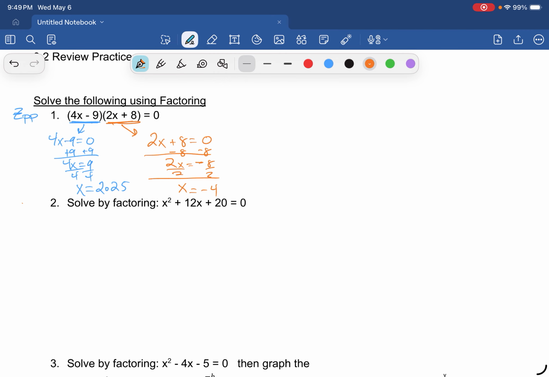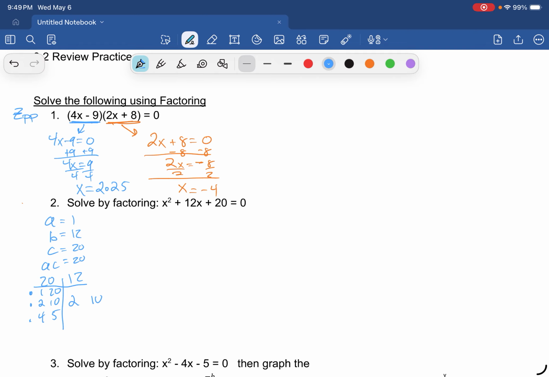All right, for my second problem, this is a solve by factoring problem. So this is where I set up my A, B, and C. AC is 20. Then I make my table. I'm looking for the pair of numbers that multiply to 20 and add together to give me 12. Those two numbers are +2 and +10.